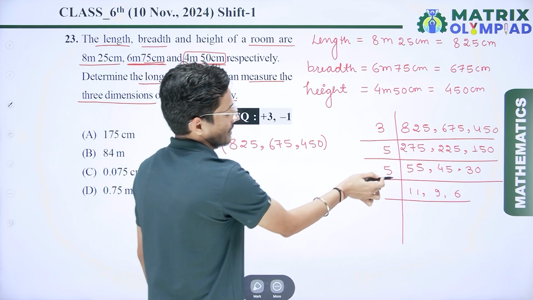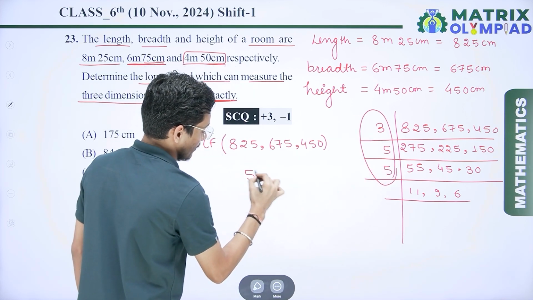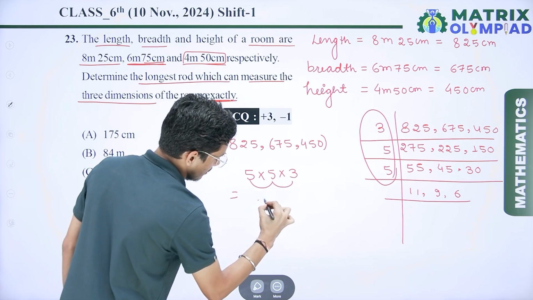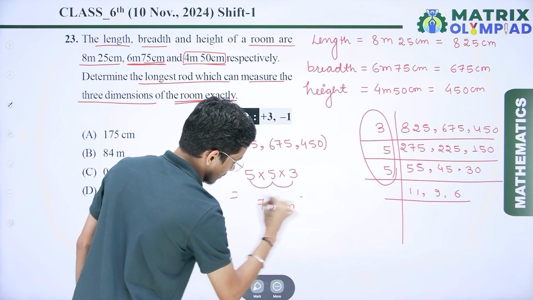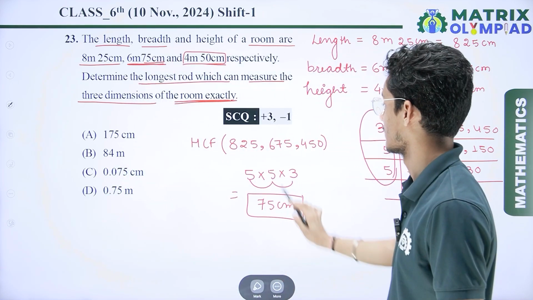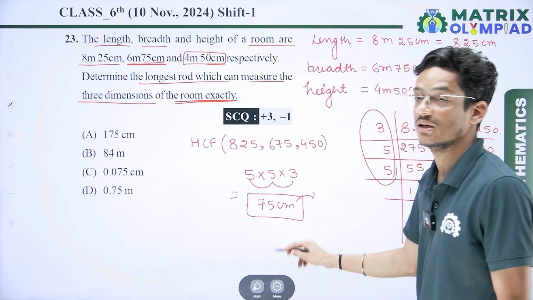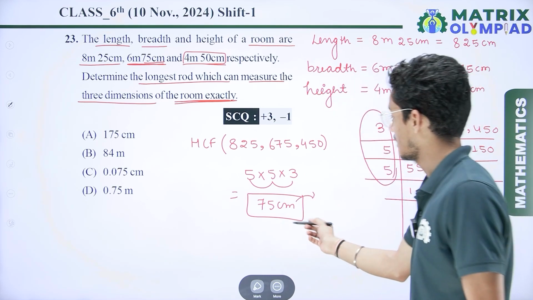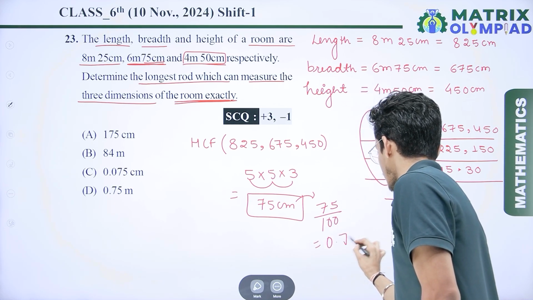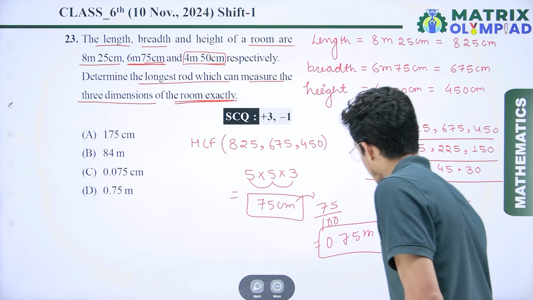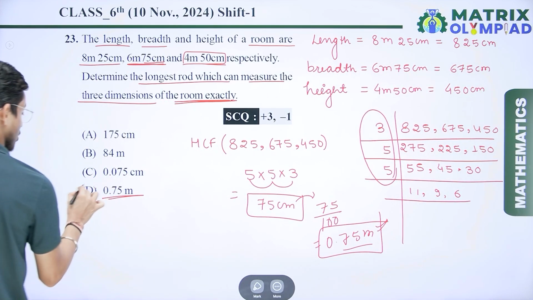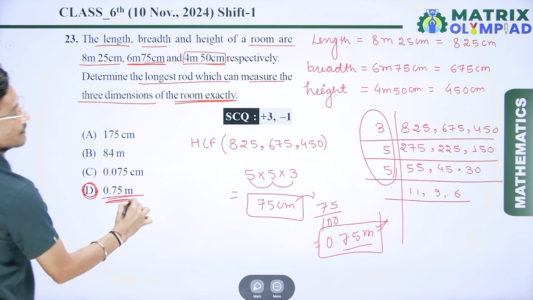So here the HCF is 5 multiply 5 multiply 3. So 5 5 ja 25 and 25 3 ja 75 centimeter. So check which option is correct. Here we have not been given 75 centimeter, so we have to convert 75 centimeter into meter. If I divide by 100, I can say that 0.75 meter. So the length of the longest rod is 0.75 meter. So here option number D is the correct answer.